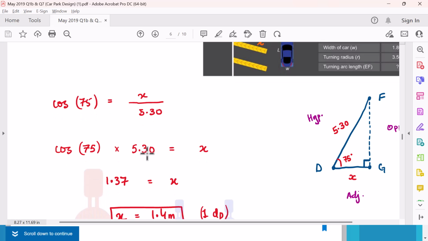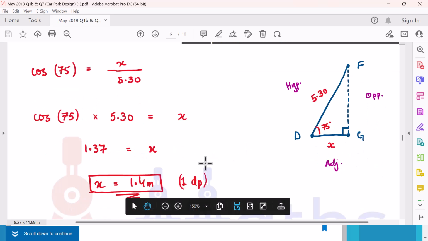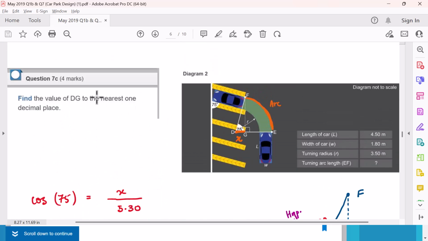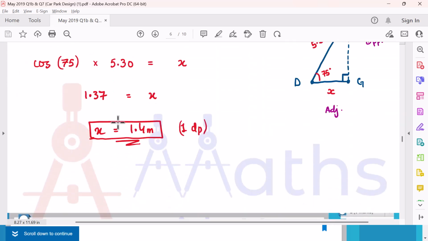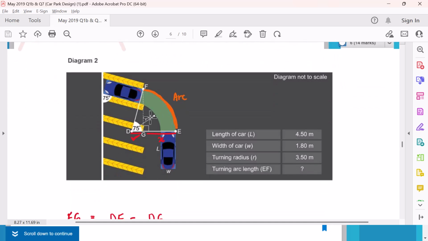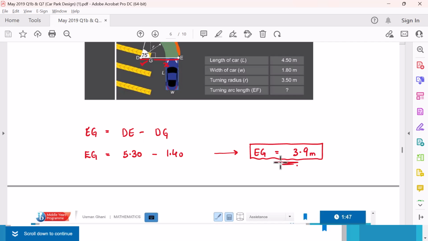I'm just going to basically draw the triangle separately, label the sides, and use cos to find out DG. That is 1.4, correct to 1 decimal place. That's what 1 mark was for. Okay, rounding is really important. Non-rounded answer, then the rounded answer. Determine the value of minimum lane width EG. Okay, so if you want to find this, just from the total DE subtract DG so that you can get EG, which is X. Okay, simple subtraction.